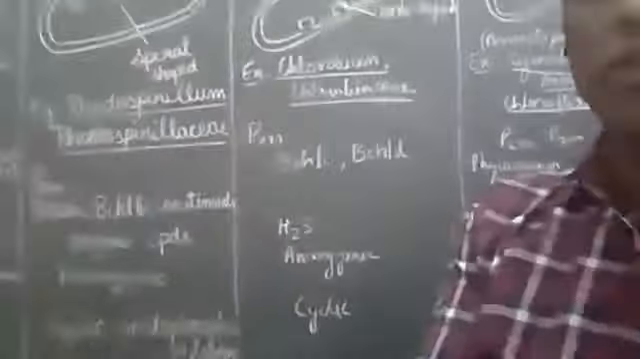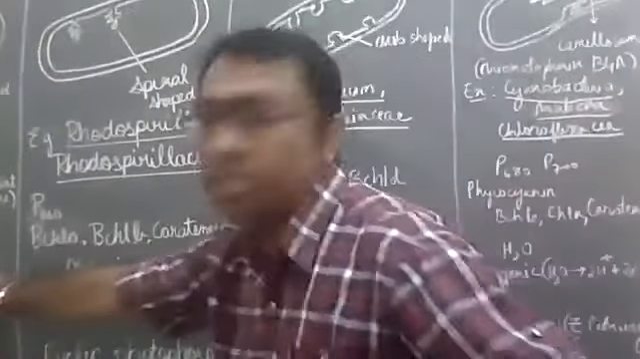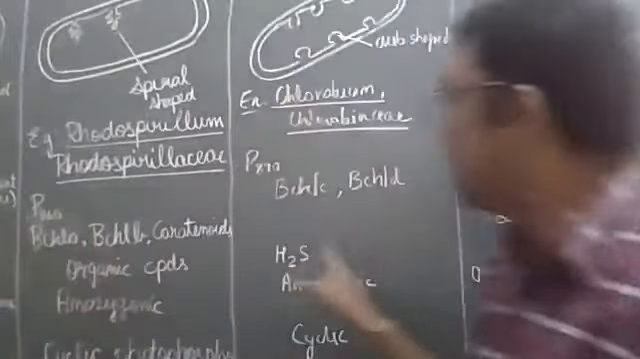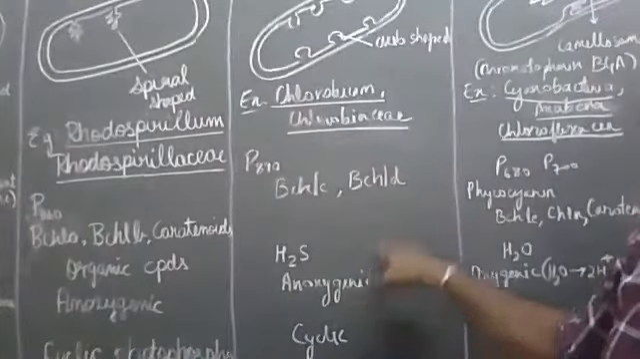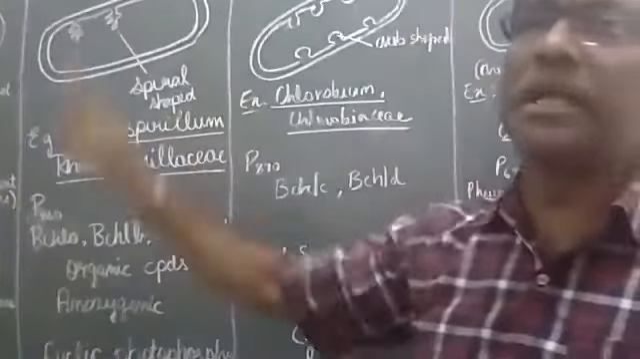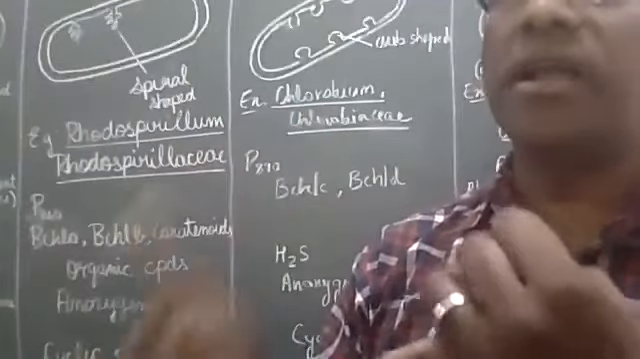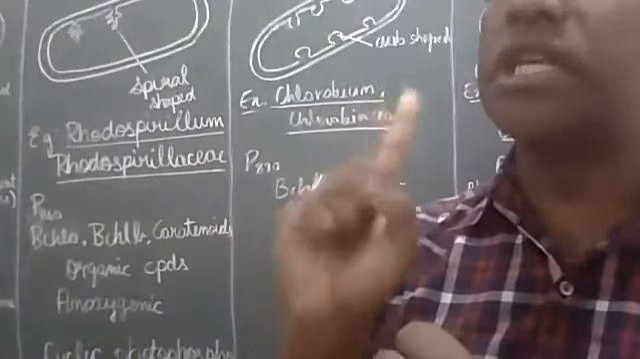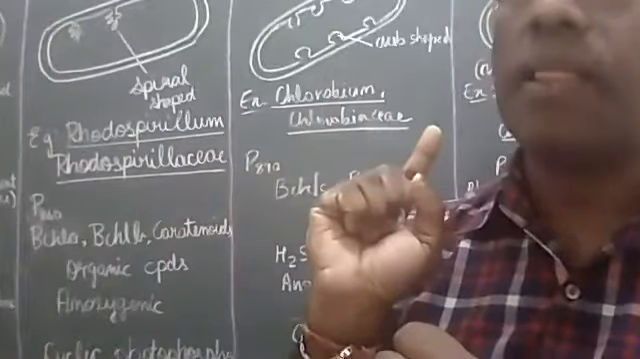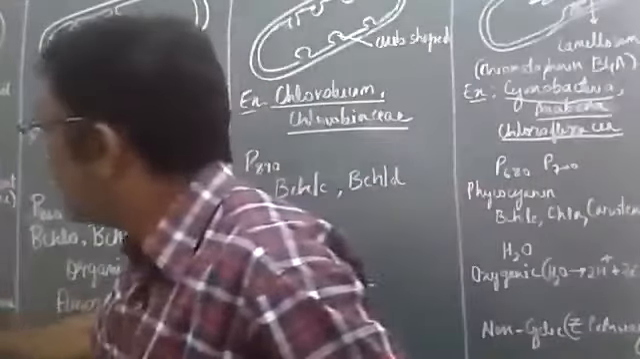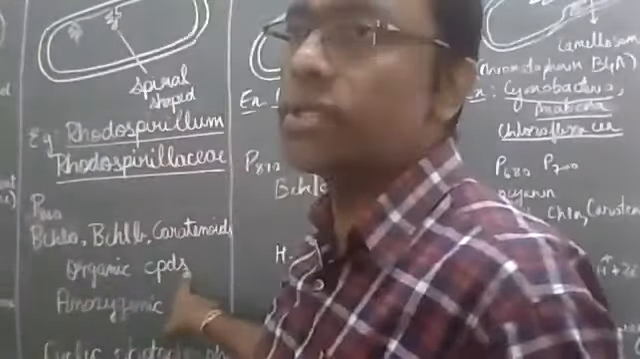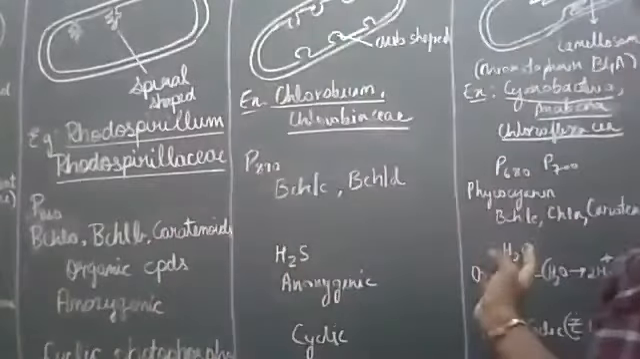The remaining three, now the difference I'm telling you. See the board here. H2S is used by the first one and the third one, meaning green sulfur and purple sulfur. Again, I'm repeating: green sulfur and purple sulfur will use H2S. Purple non-sulfur will use organic compounds. Green non-sulfur will use water.